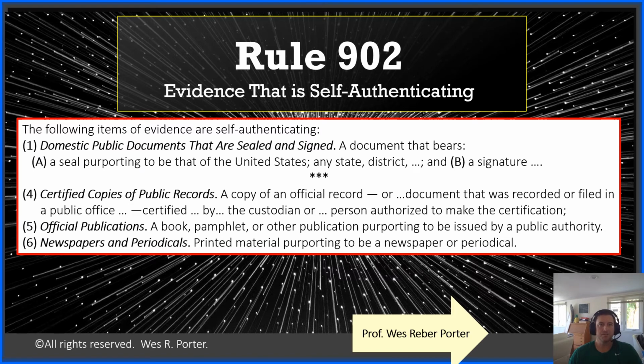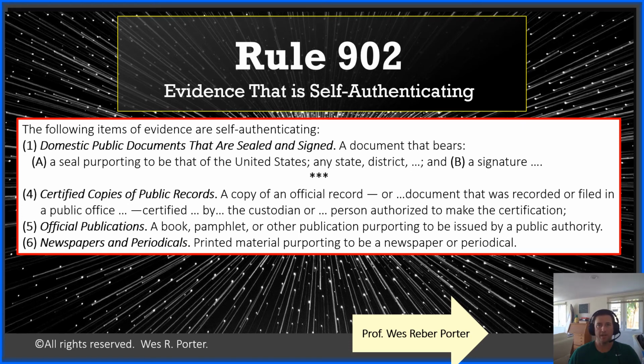There are also just publications, the almanac that shows the tides on different days, the Farmer's Almanac that might show different dates. Those are official publications, and they purport to come from some public authority, so therefore they are self-authenticating. And the same with certain newspapers and periodicals. You're really looking to distinguish, is this an official source, or is this some kind of two-bit hack organization?